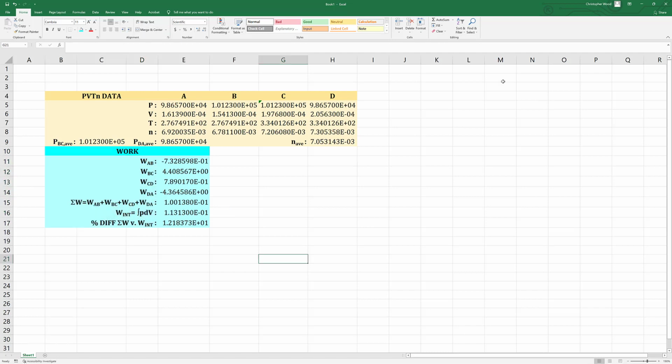Okay, so we've collected PVT-N data using sensors. We've done a whole bunch of work calculations. Now let's figure out how much heat flowed into our system. So here I'm going to type in input heat. Let's merge this across these 3 cells. Merge and center, bold. Let's figure out the heat flow from QBC space colon subscript to BC.